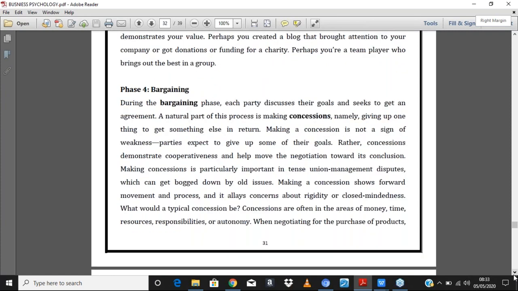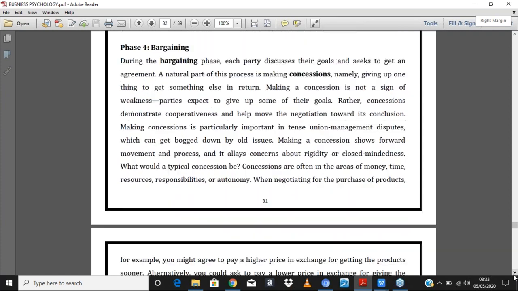Then the next stage is bargaining. During the bargaining phase, each party discusses their goals and seeks agreement. It can be a group, like NLC and the federal government, which went into a lot of negotiations before they came up with the 30,000 naira minimum wage. So at some point, there's a bargaining phase. You go up, I come down. What do you want? This is what I want. Why? This is what you want. These are my strong reasons.